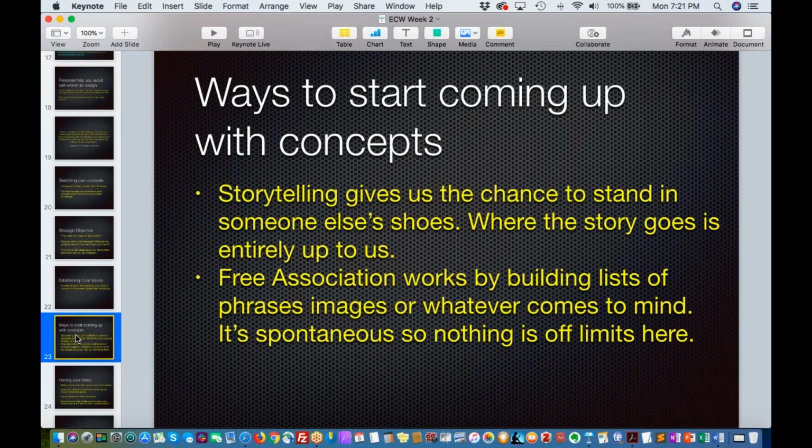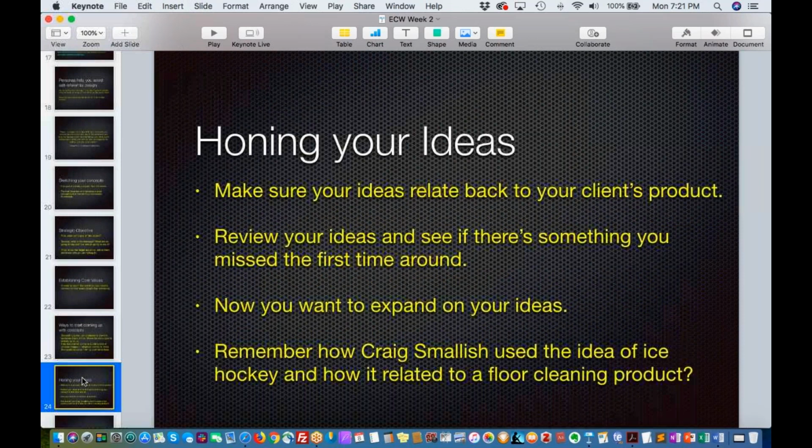You can do free association. So if you're doing an animal charity, just make a list of words associated with the animal charity. Go through their website and see what kind of words they're using to spring up some ideas in your head.